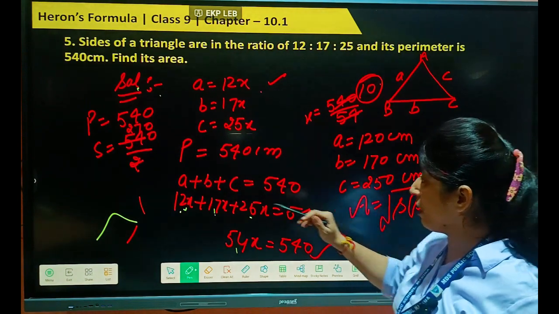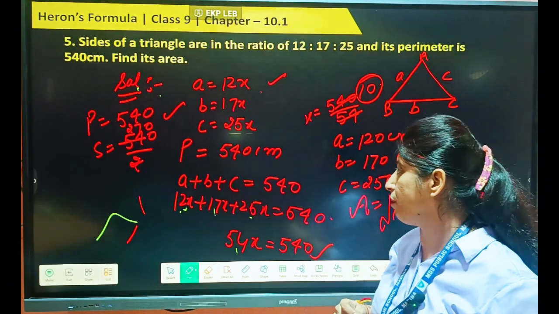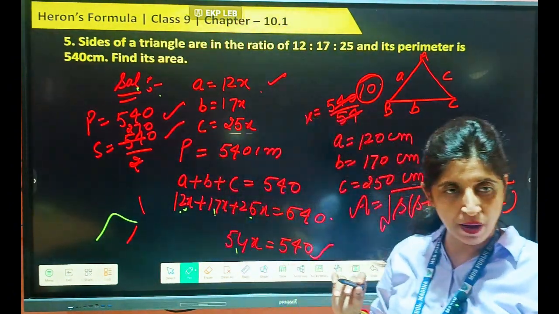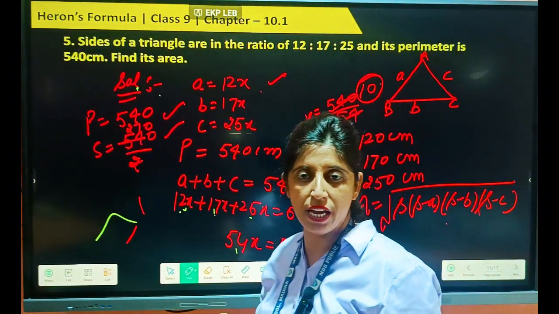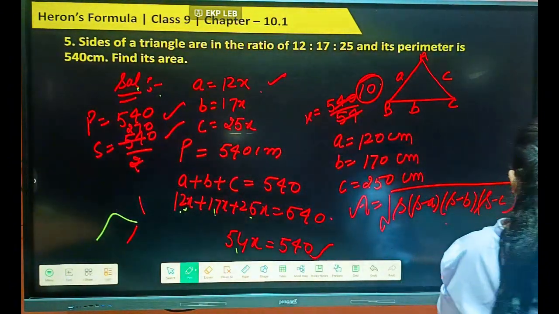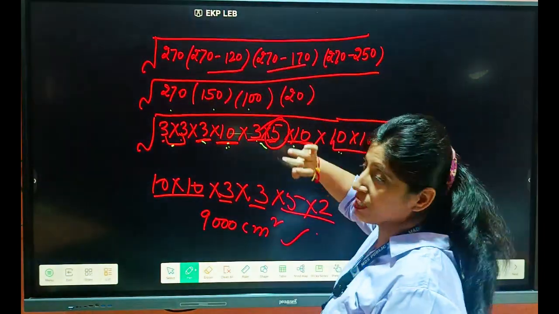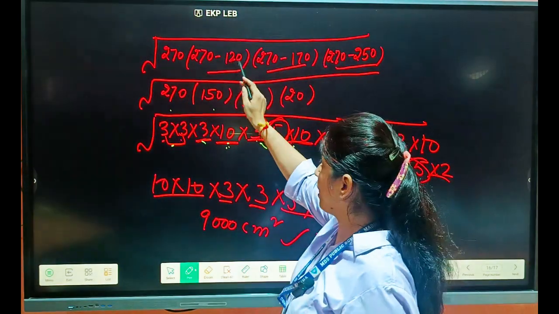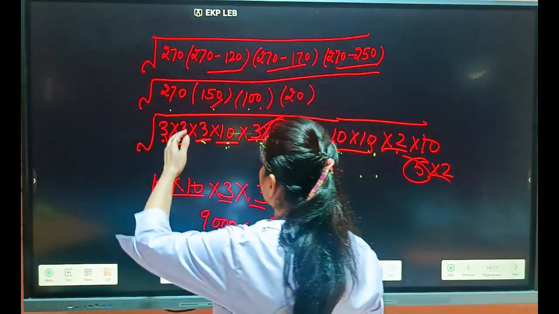Now parameter 540 given, and semi parameter is the half of the parameter. So half of parameter means 540 by 2, that will be 270. ठीक है? Semi parameter came. Now our area formula is S minus A, S minus B, and S minus C. S is 270, 270 minus A means 270 minus 120, 270 minus 170, and 270 minus 250. So 270 minus 120, 150, 100, and 20. ठीक है?